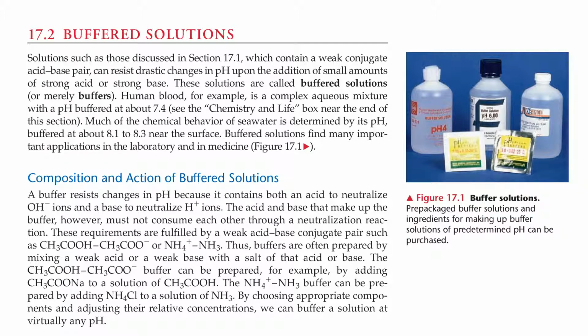Thus, buffers are often prepared by mixing a weak acid or a weak base with a salt of that acid or base. The acetic acid-acetate buffer can be prepared, for example, by adding sodium acetate to a solution of acetic acid. The ammonia buffer can be prepared by adding ammonium chloride to a solution of ammonia. By choosing appropriate components and adjusting their relative concentrations, we can buffer a solution at virtually any pH.